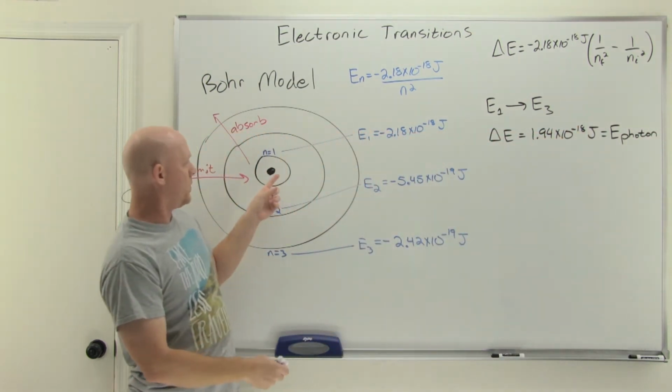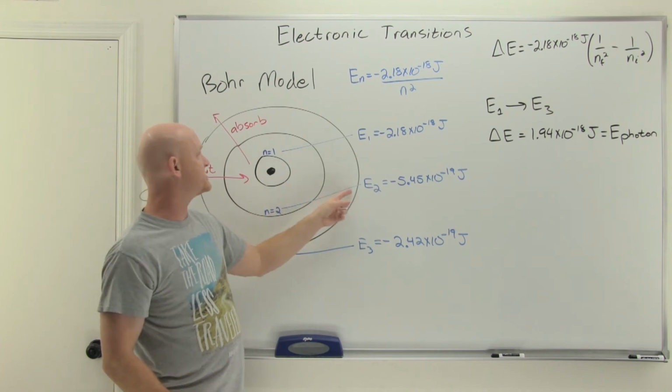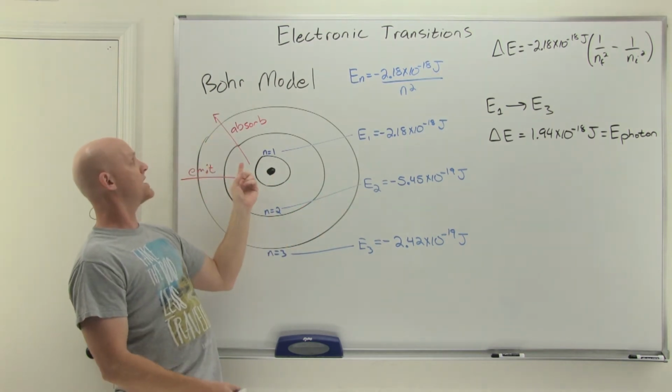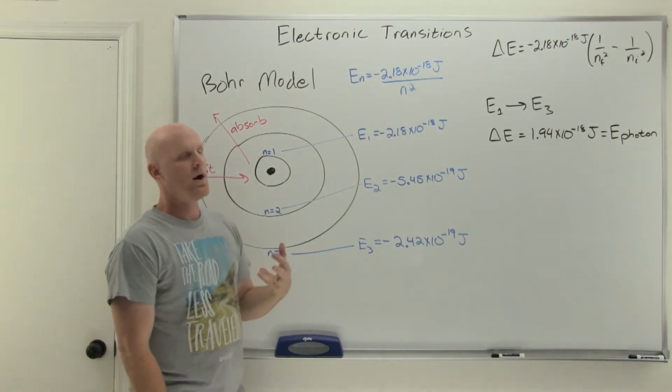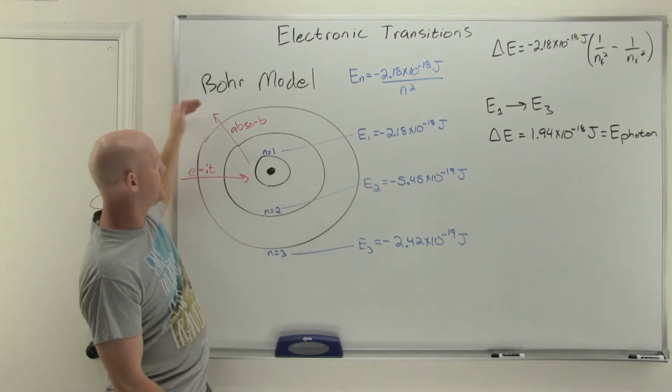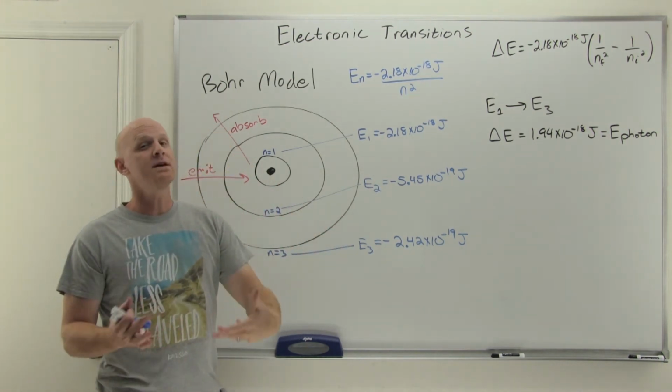Now, in going from orbit 1 to orbit 3, we're going from low energy to high energy, and again, that's going to require us to absorb a photon. However, had it been going from 3 to 1, that would be emitting a photon.